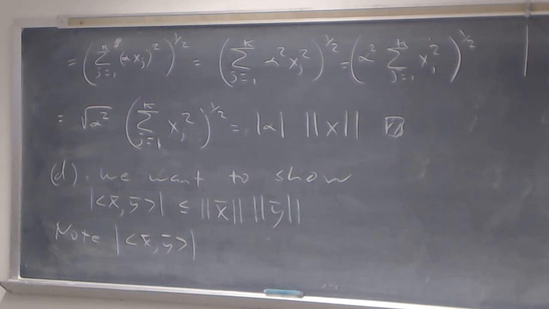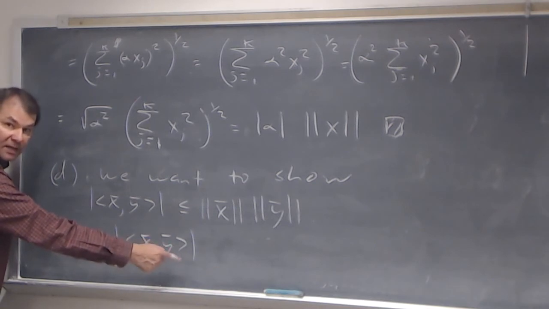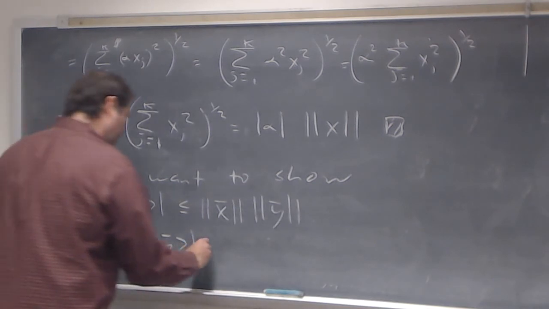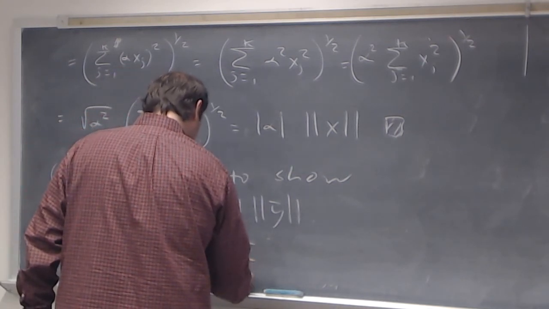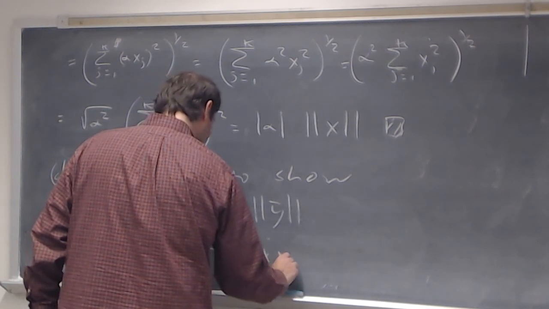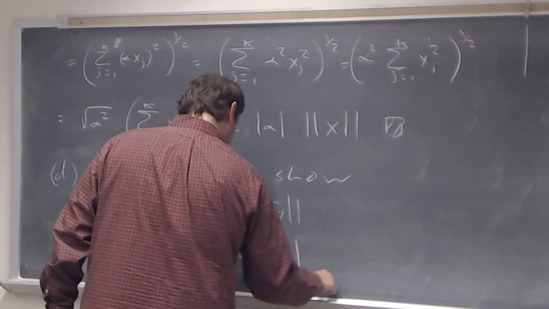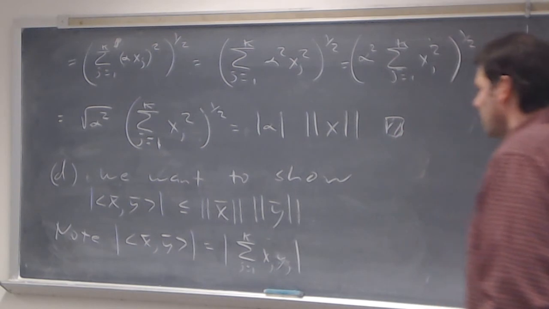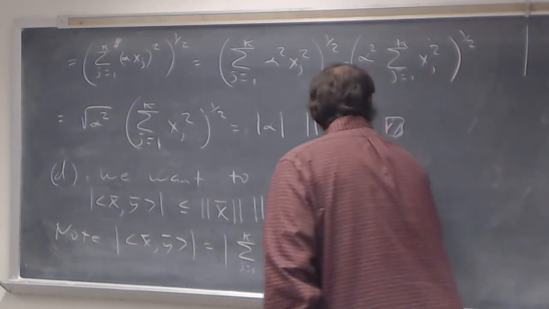Now, x is that k tuple, x sub 1, x sub 2, all the way up to x sub k, and y is that k tuple, y sub 1, y sub 2, all the way up to y sub k. We do the inner product between the two. So we have the absolute value. This is going to be the sum as j runs from 1 to k of x sub j times y sub j. Okay, that's what we have. So that's something to keep track of. So we'll stop there for a second.